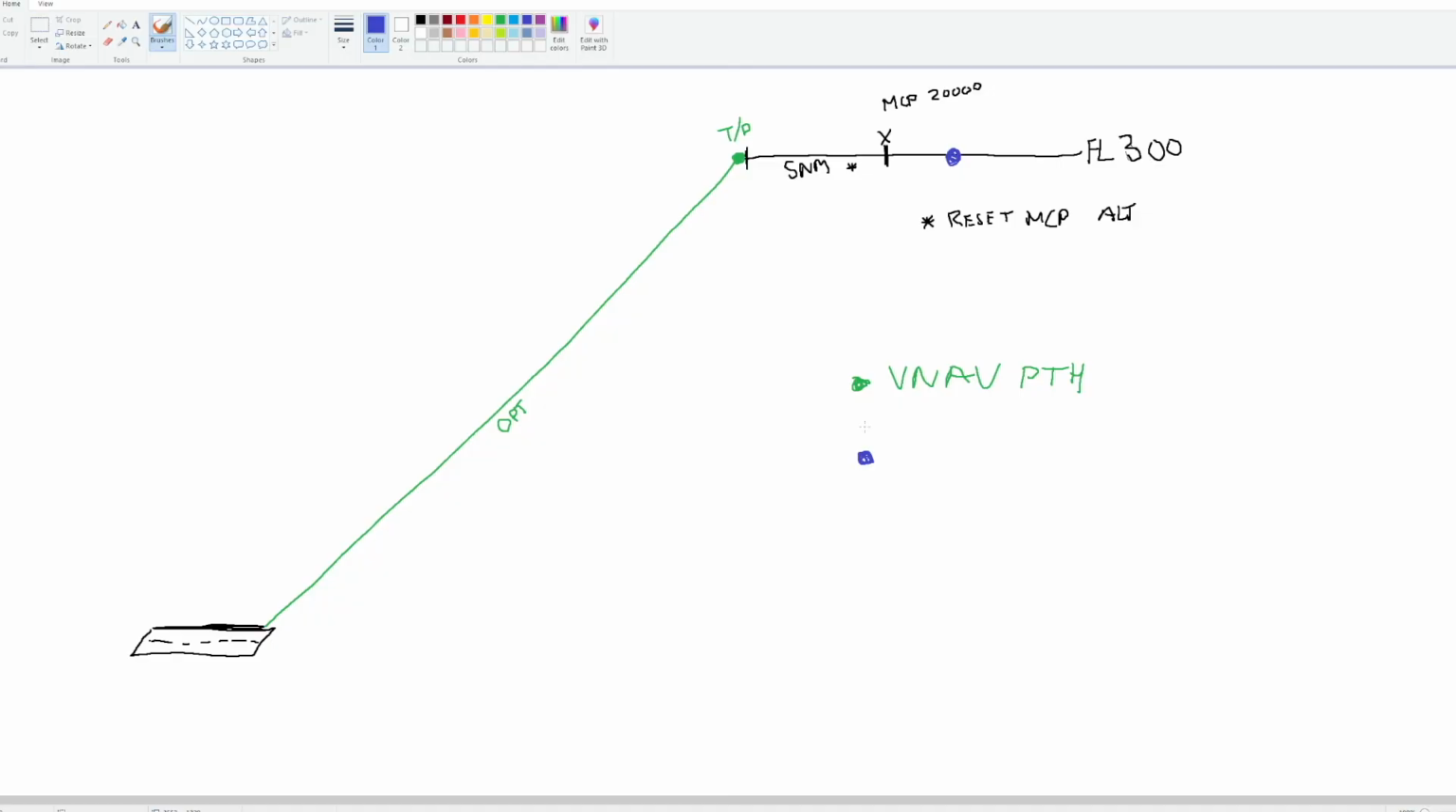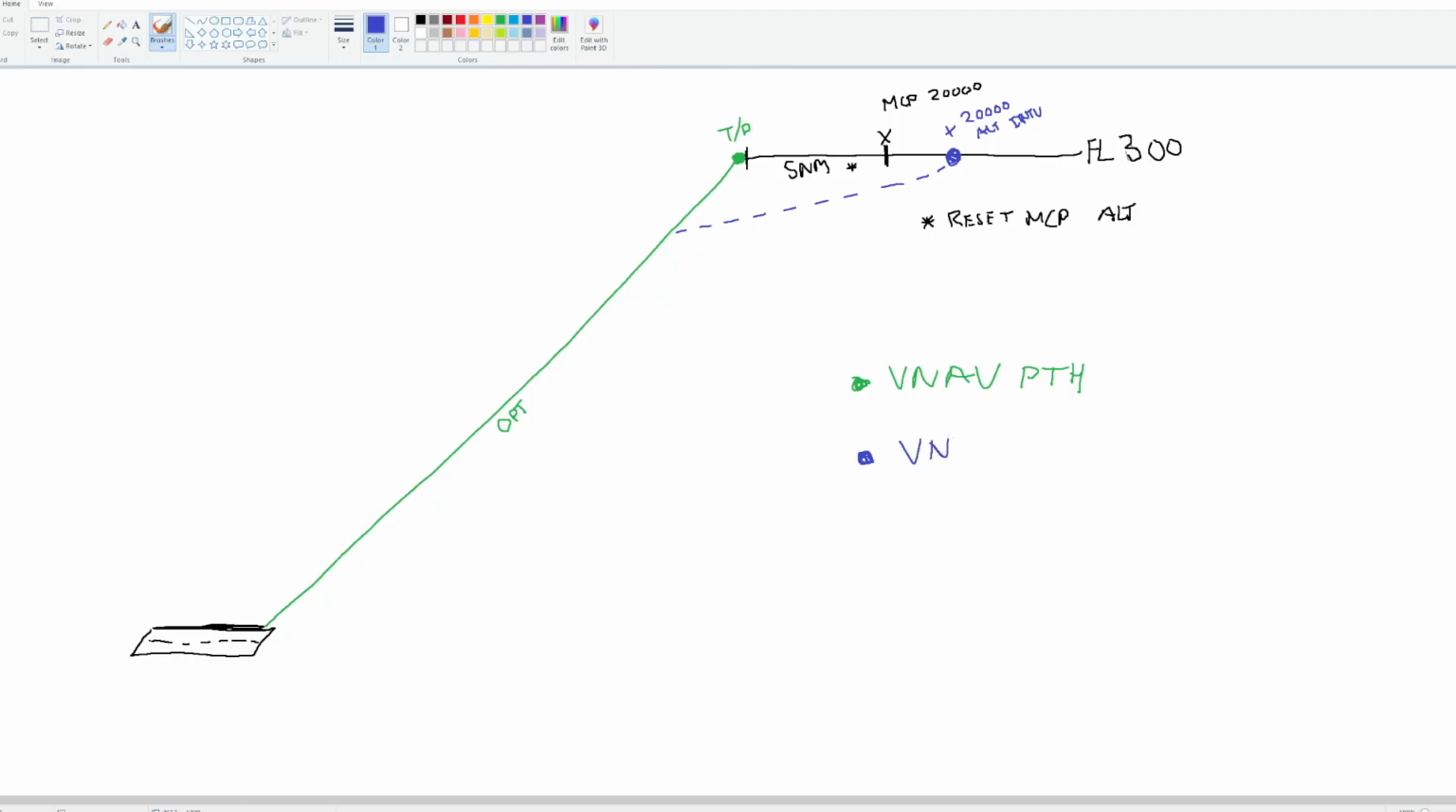If we start the descent before the top of descent point, let's say for example that at this point we enter 20,000 feet on our MCP and we press Alt Intervene. If we do that, then we've told VNAV we need to start descending now, but we still want to fly our optimum path. So VNAV is going to command a 1,000 feet per minute descent from this point until we reach our optimum path here.